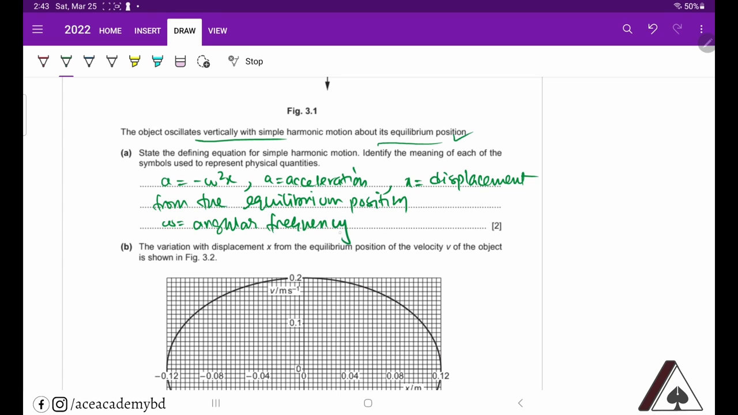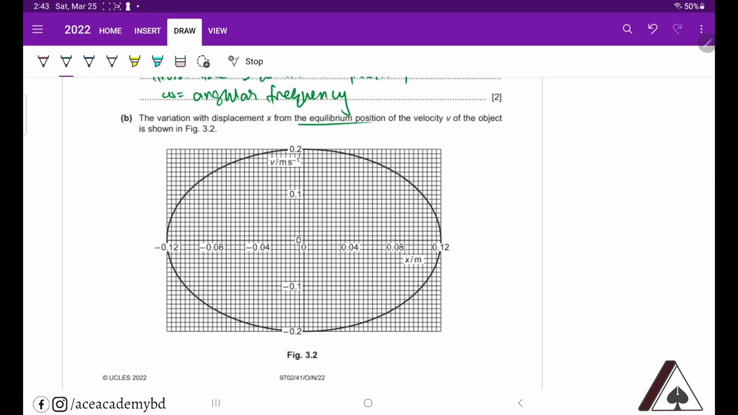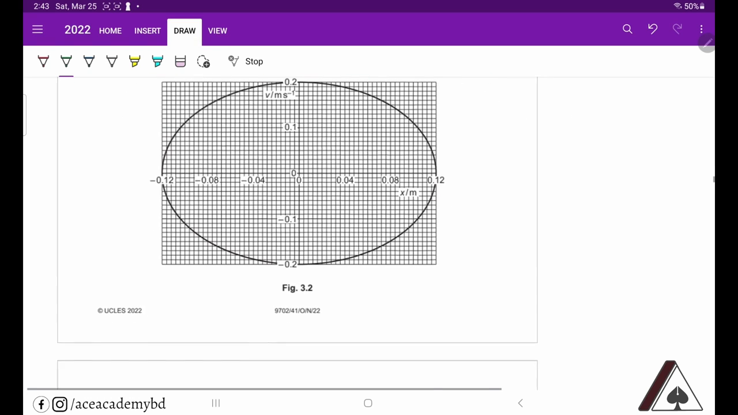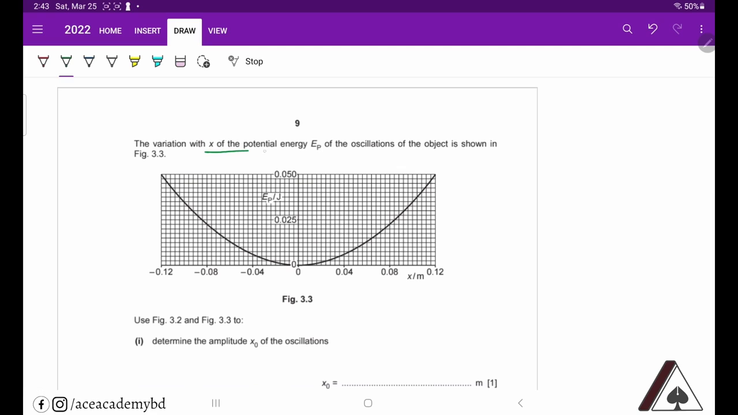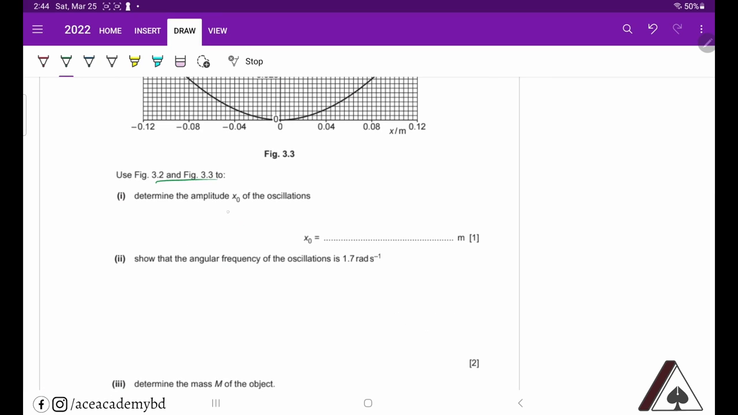Okay, so this is a basic definition which you guys follow. Now moving on to our next question: the variation of displacement x from the equilibrium position and velocity v of the object is shown in figure 3.2. The variation with x of potential energy, EP, for the oscillations of the object is shown in figure 3.3. Use figures 3.2 and 3.3 to find the amplitude of the oscillation.